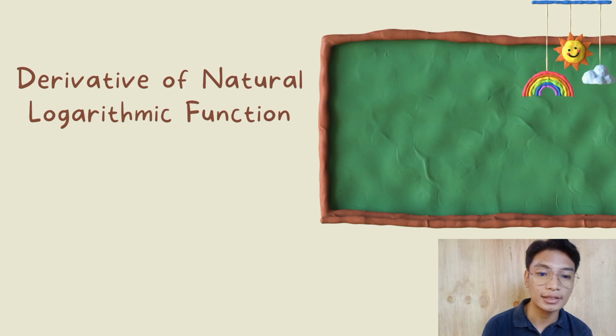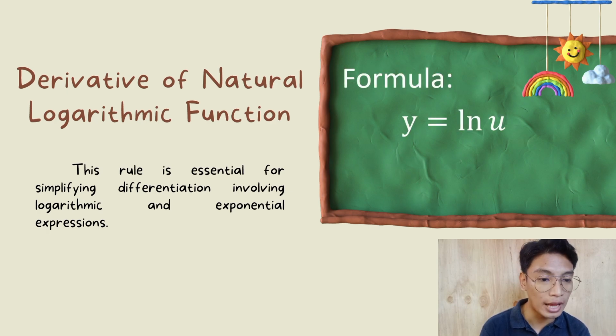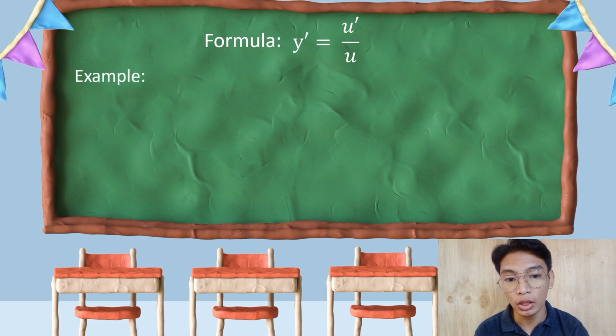So next, moving on, we are going to discuss the derivative of the natural logarithmic function. This rule is essential for simplifying differentiation involving logarithmic and exponential expressions. If we have the function y equals ln of u, we have the formula y prime equals the derivative of u over u. So in this formula, we are going to have an example.